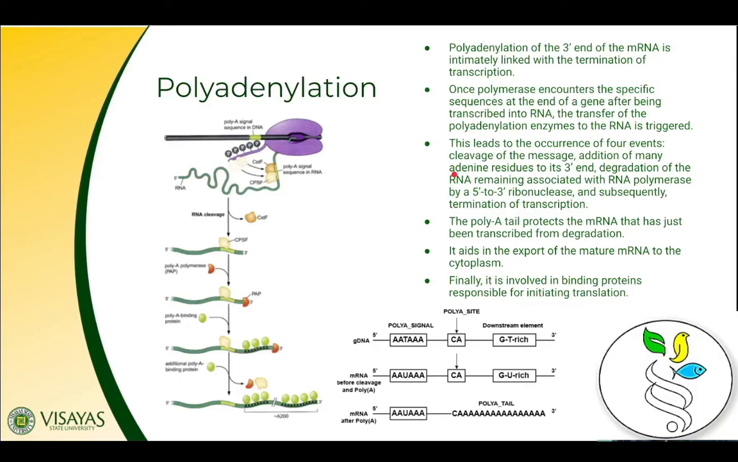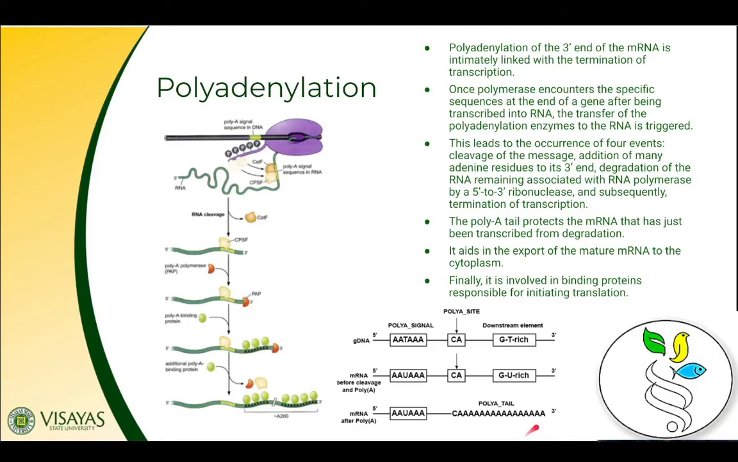So the poly A tail protects the mRNA that has just been transcribed from degradation. It aids in the export of the mature mRNA to the cytoplasm. Finally, it is involved in binding proteins responsible for initiating translation. Okay, so for the protection of the transcribed messenger RNA, they are given the cap, the 7-methylguanosine, and at the end there is polyadenylation, meaning multiple adenine residues are added at the end.